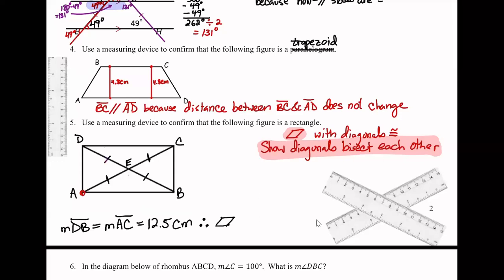Okay, so we would say, let me just darken that. The measure of A to E is equal to the measure of E to C, which in turn is equal to the other two, B to E, E to D, and they're all equal to about 6.25 centimeters. So therefore, it's a rectangle.